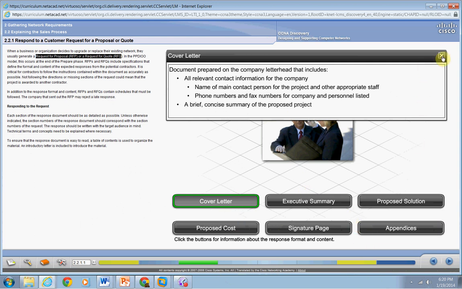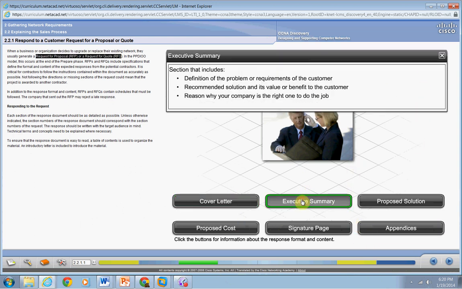Then the executive summary is the definition of problems or requirements of the customer, any recommended solutions, and reason why, in this case the network company, is the right choice to do this job.